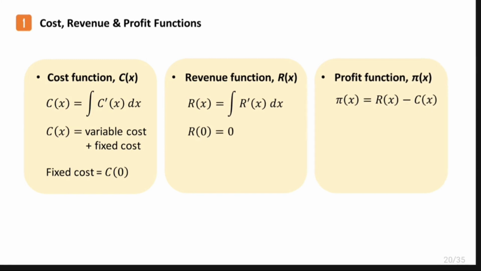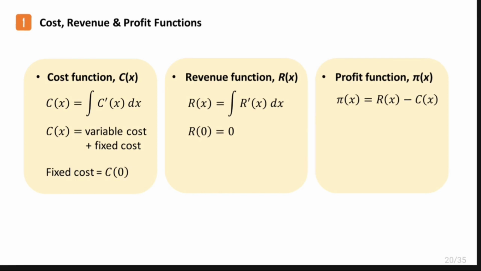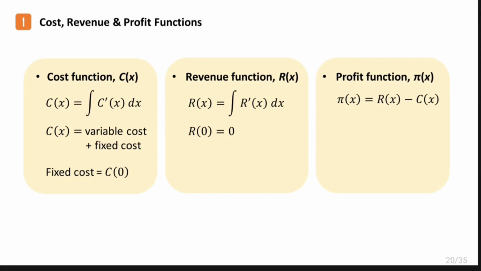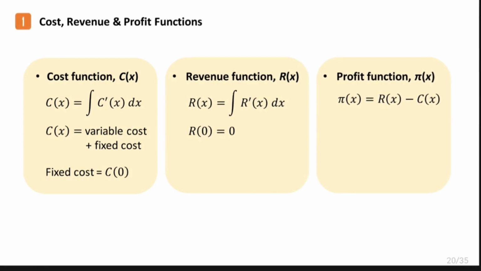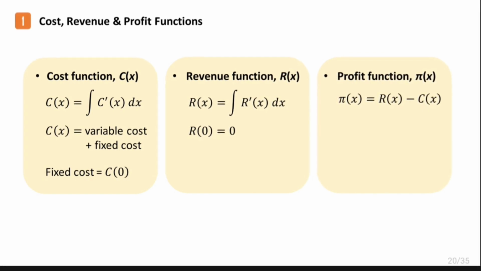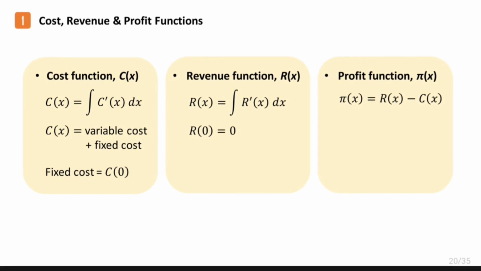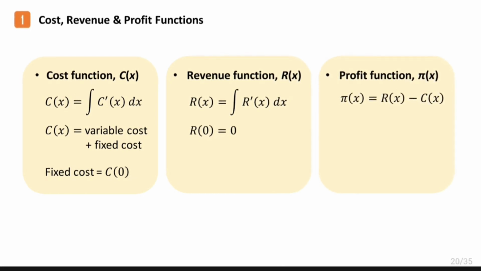First, the cost function C(x). To find C(x), we just integrate C'(x) dx. C(x) is variable cost plus fixed cost, where C(0) is the fixed cost. Next, we have the revenue function R(x). To find R(x), we integrate R'(x) dx. And R(0) always equals 0. Why does R(0) equal 0? Since when we do not produce anything, we will not get any revenue.